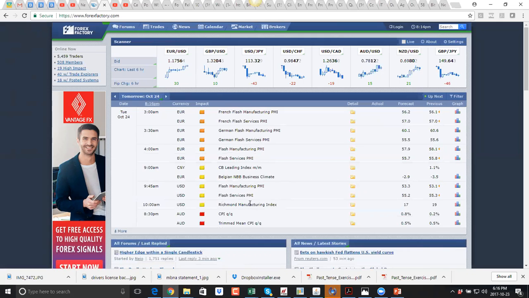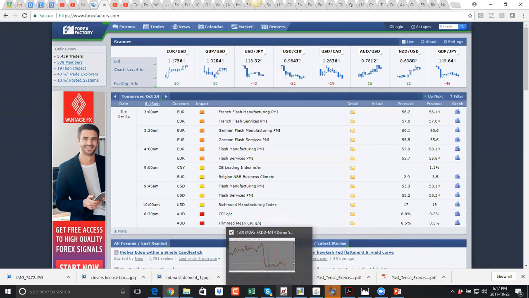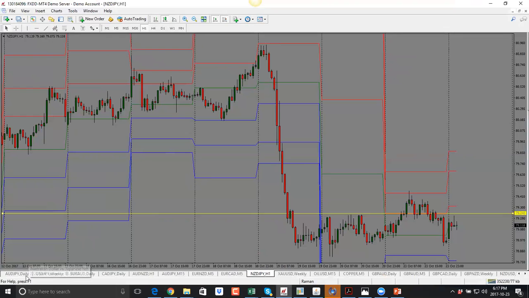We do have some US PMI numbers, but these are not the final ones, so they're okay. Important thing here will be the CPI for Australia. And yeah, so the CPI numbers will be important for Australia. So not a ton of red data here, which is good. So let's go on to our charts here.